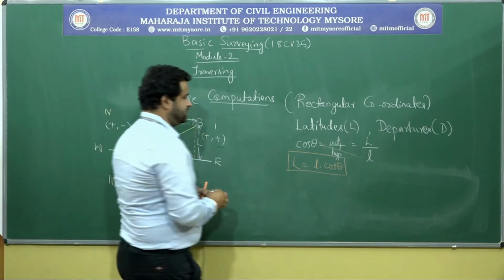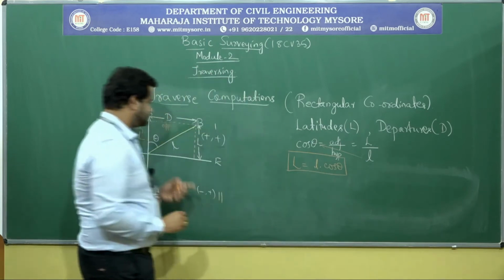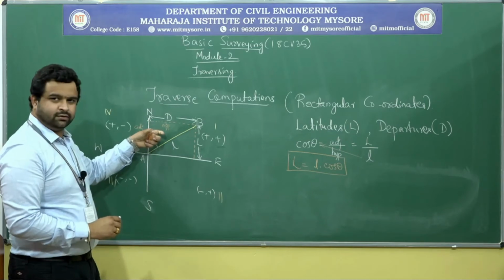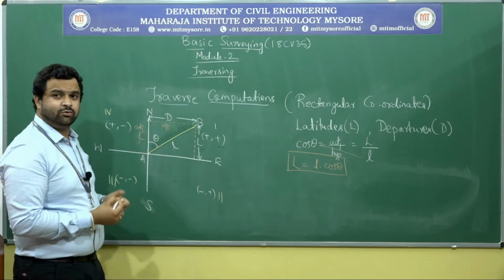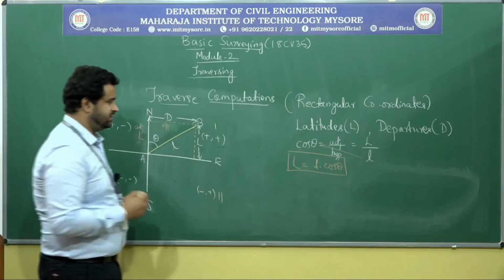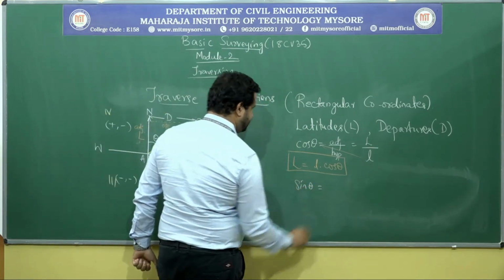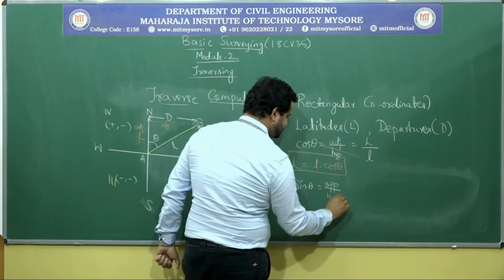Similarly, you can find departure D. To find this departure D, this is nothing but the opposite side of this angle. If you want the opposite side, which trigonometric function can you use? That is, use the sine function. Sine theta is equal to opposite by hypotenuse.